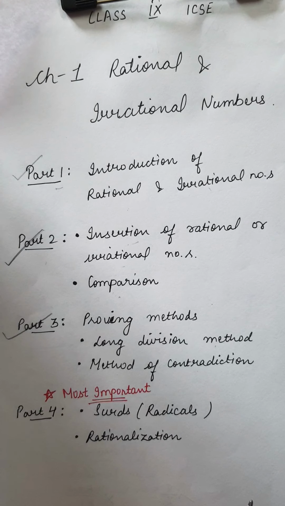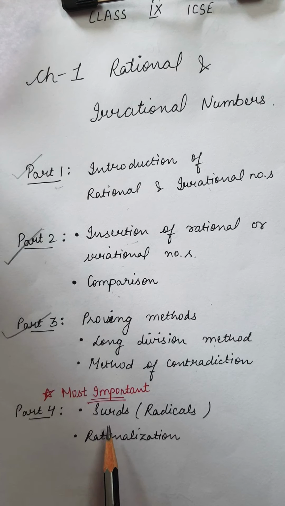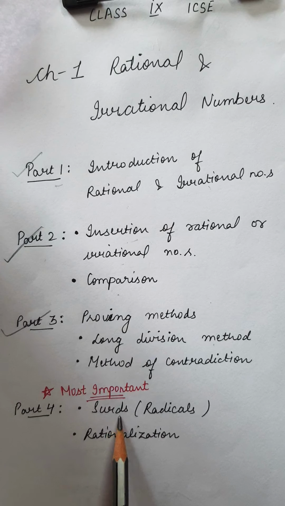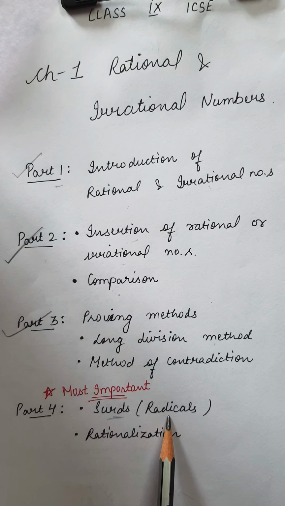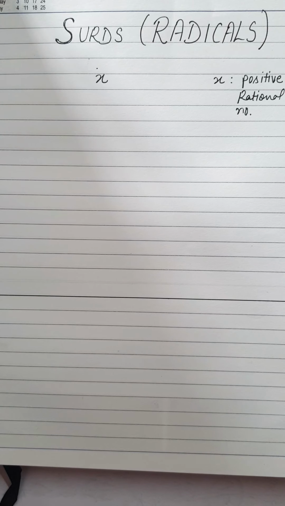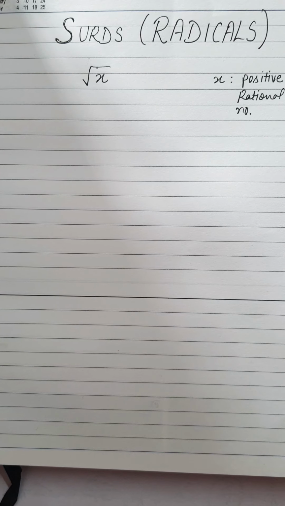Hello everyone. Now we are going to start with the last but most important parts of rational and irrational numbers, class 9th. The topics are surds, or we can call them radicals, and a process called rationalization. So let's get started. First we will understand what is a surd. Here we'll take a symbol x, where x is a positive rational number. Then we apply a root to it, say nth root, and now the whole expression becomes irrational.